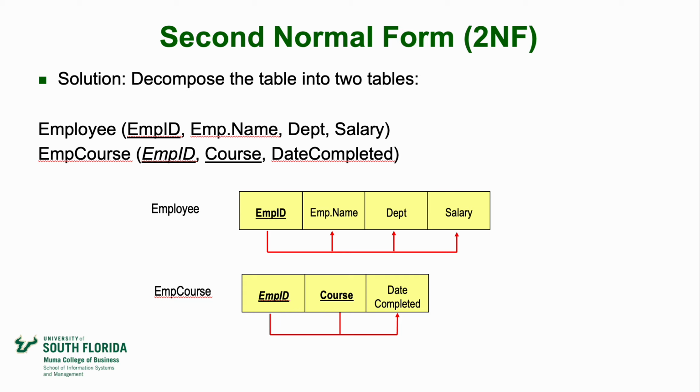As was the case with the violation of first normal form, we could solve a violation of second normal form by decomposing the offending table. As you see, we created a new table employee, whose primary key is emp ID, and we moved all the attributes that had partial dependencies in the original table into this new table. The other table, emp course, retains the composite primary key, but now only contains the attribute that had full functional dependency on the original primary key.